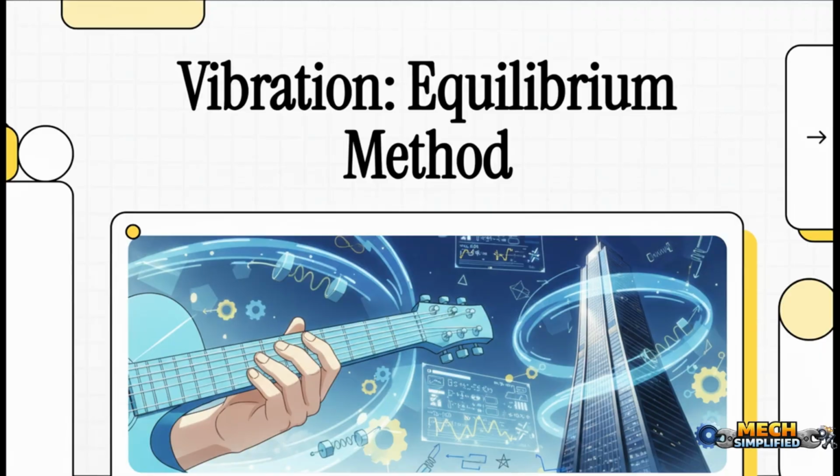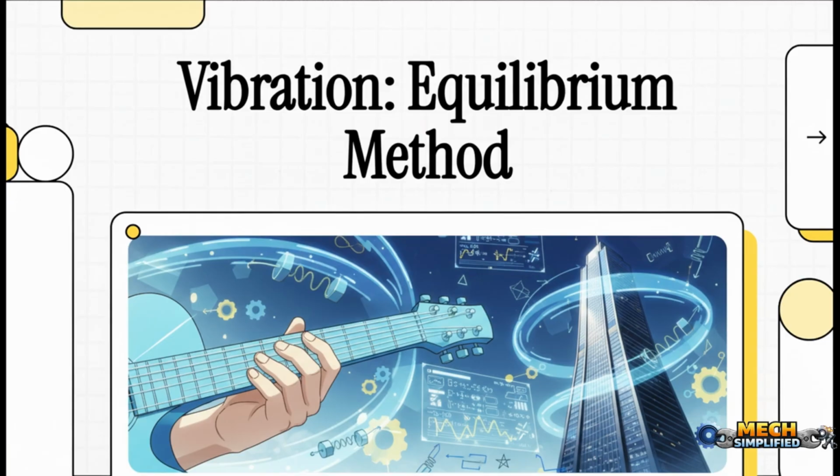You know, from a plucked guitar string to a skyscraper swaying in the wind, vibration is literally everywhere. But here's the thing. It's not just random chaos. It actually follows predictable rules. So the big question is, how can we predict it?